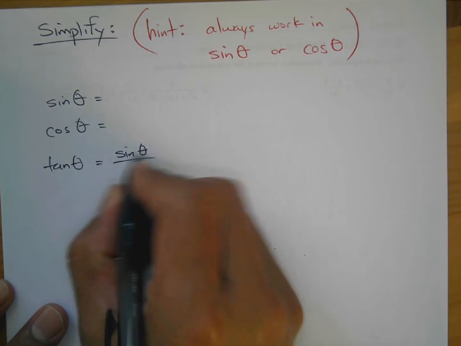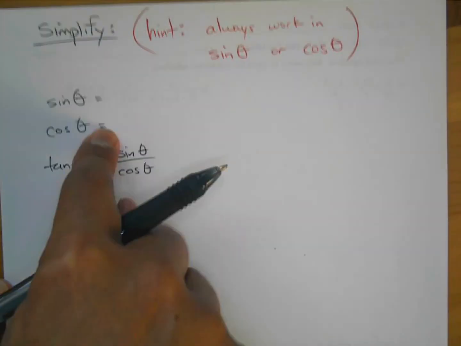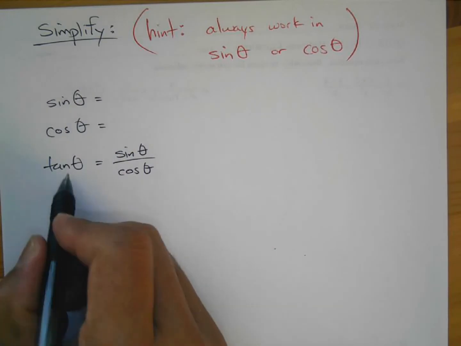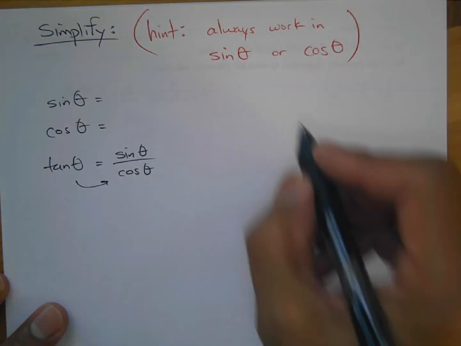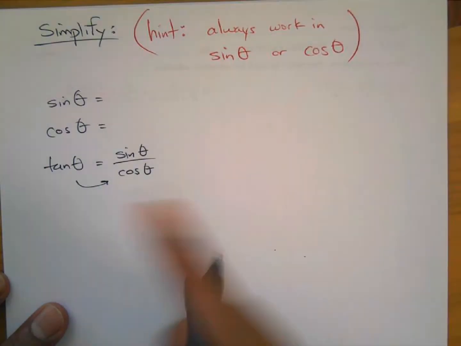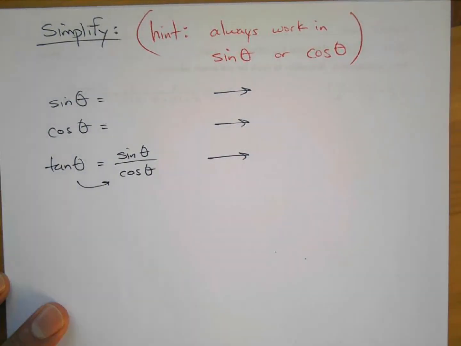Sine over cosine. So you want to work with sine. If it's sine, leave it. If it's cosine, leave it. If it's tangent, change it to something with sine over cosine. But then what if it's cosecant? What if I see something that's a cosecant? Well, remember these reciprocal identities over here?